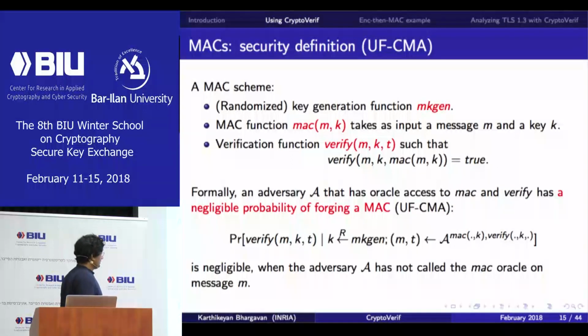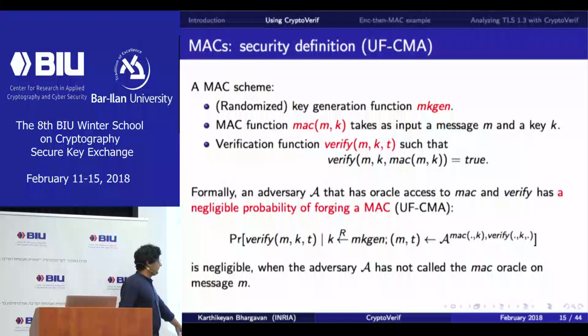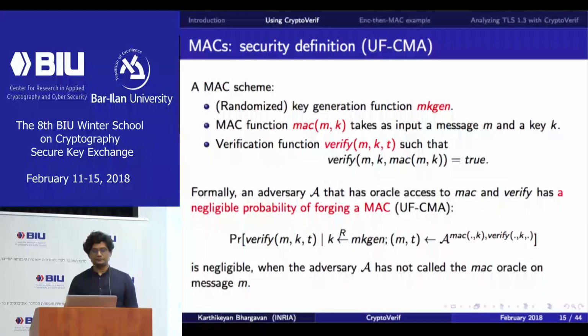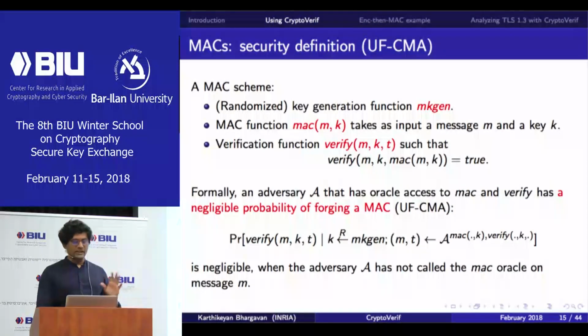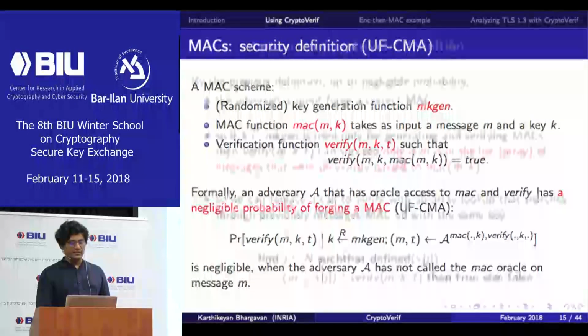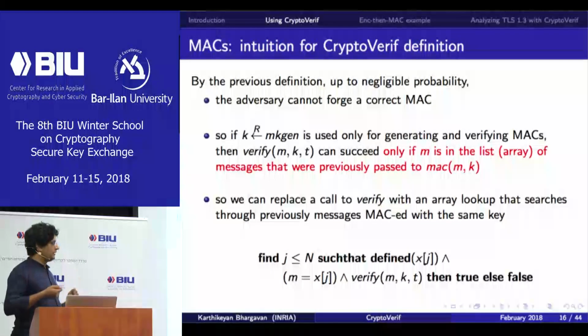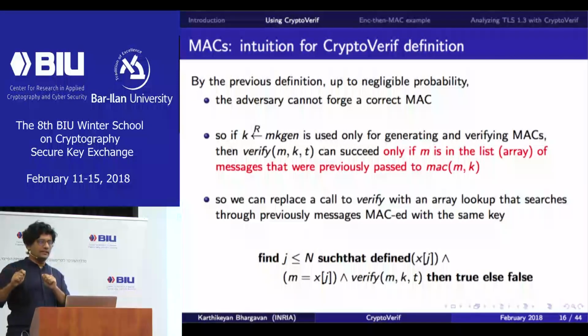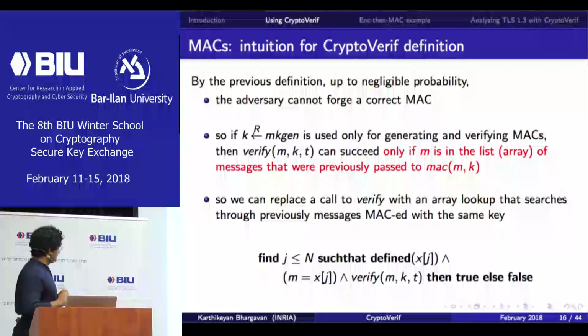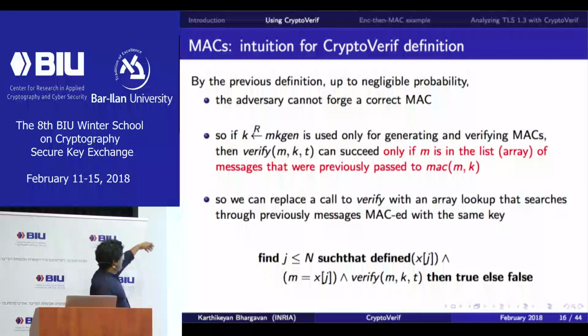And then we want to say that the adversary who has oracle access to MAC and verify for a properly generated key has a negligible probability of forging the MAC. You've seen various ways in which this can be formalized in paper proofs, but let's see how it's actually done in CryptoVerif. The intuition for how it's coded in CryptoVerif, and there are paper proofs showing that this encoding is exactly the same as the way you think of UFCMA, is that first of all, the adversary should not be able to forge a correct MAC.